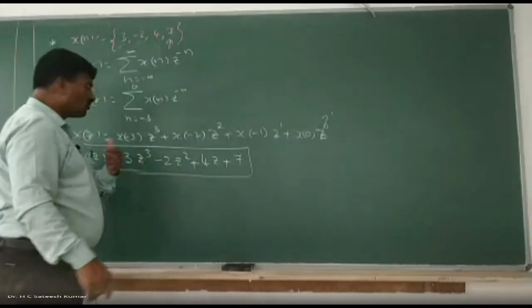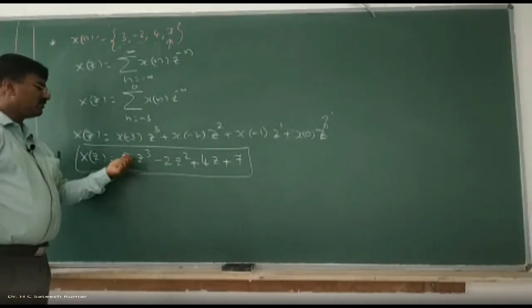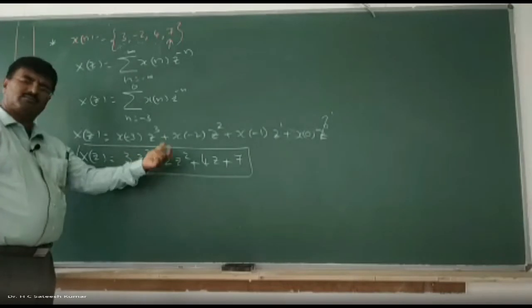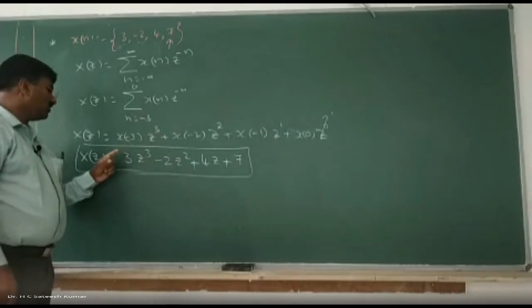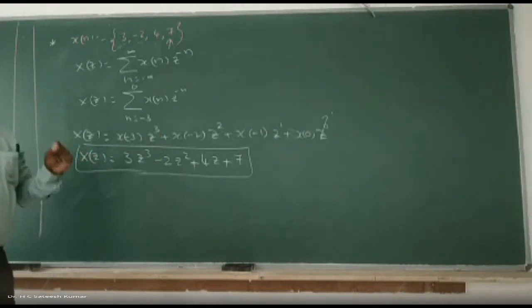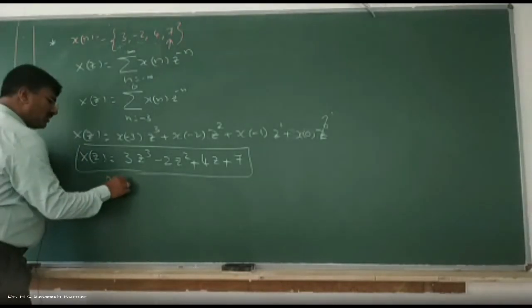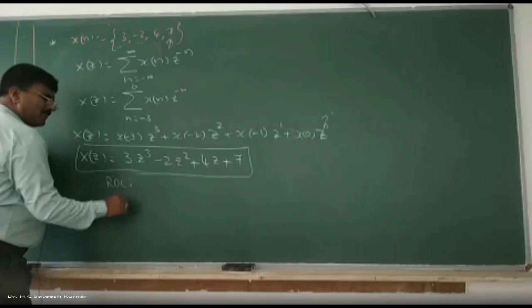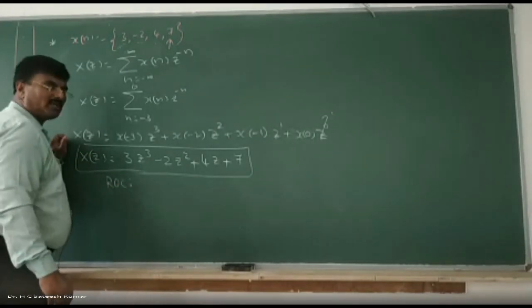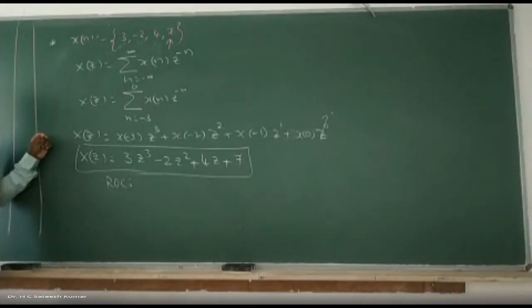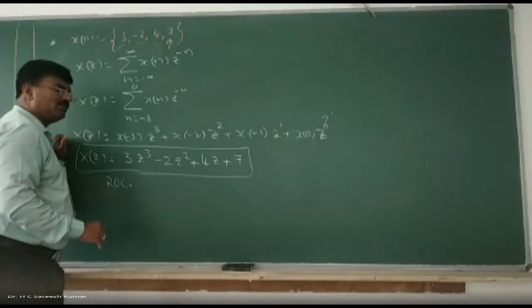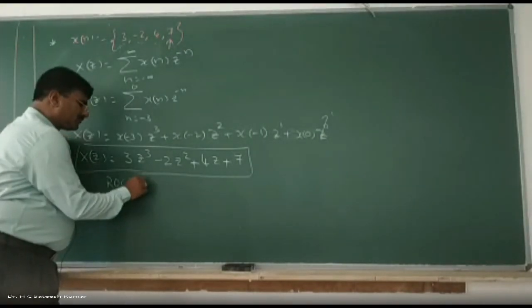What about infinity? Let us take Z is equal to infinity. 3 into infinity, infinity plus something minus something is infinity. Therefore, X of Z is finite except Z is equal to infinity. That means ROC is nothing but what? Region specified in the Z plane for which X of Z is obtainable. All values are obtainable except one value. What is that one value? Z is equal to infinity.